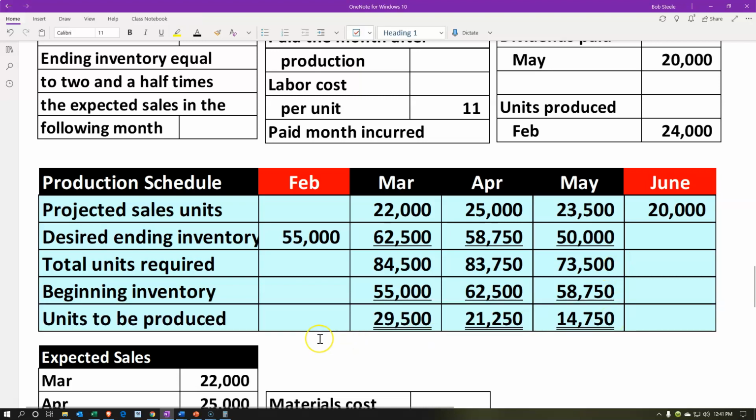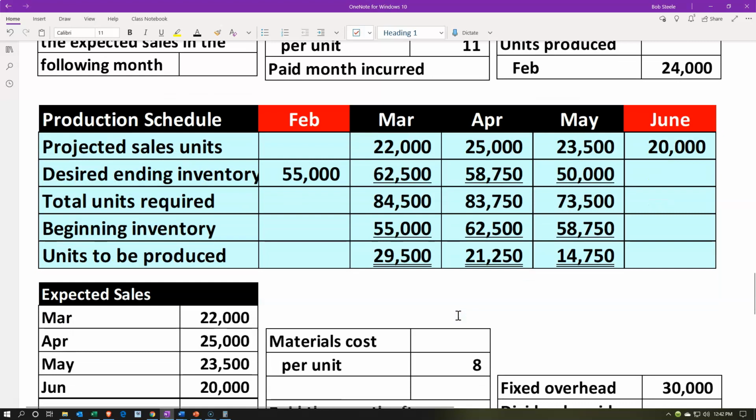So then the units to be produced is going to be equal to the units required for the period minus the beginning inventory that we already have on hand. So once again, these are the units that are both the ones we think we're going to sell and the ending inventory we want, minus the units that are already on hand, which gives us the units that we need to make, the units we need to produce. And of course, same process here for April. This is the units we need. We already have the 62.5 on hand, or we expect to in our projection, and that's going to give us the units we need to produce, 21,250.